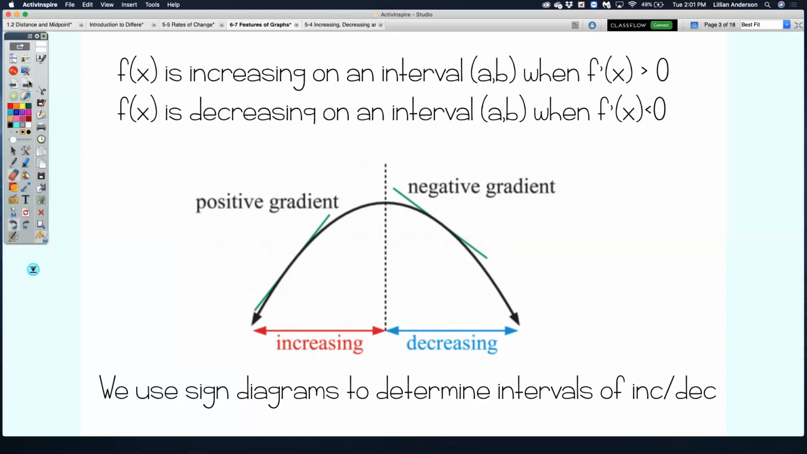It is decreasing. We can use sign diagrams, which I'll sometimes refer to as number lines, to determine intervals of where it's increasing and decreasing, okay? Do realize at that very top point, the graph is neither increasing nor decreasing. What is the slope of the tangent line at that particular point? It's equal to 0, okay? It's equal to 0.